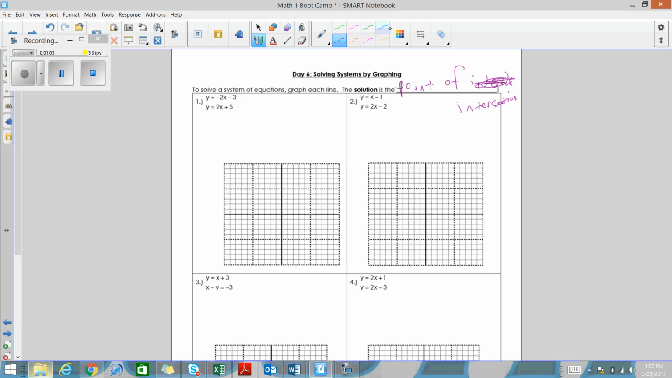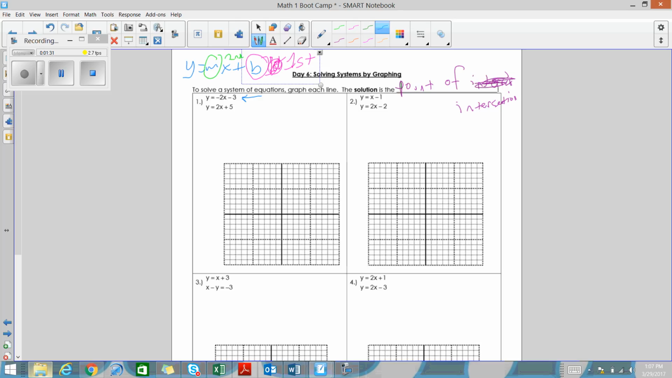Now, we need to remember when we graph, we want to have all of our equations y equals mx plus b, because we graph our b first, and then we graph our slope second. So we want our b first. So we're going to graph one line at a time. So we're going to graph this top equation.